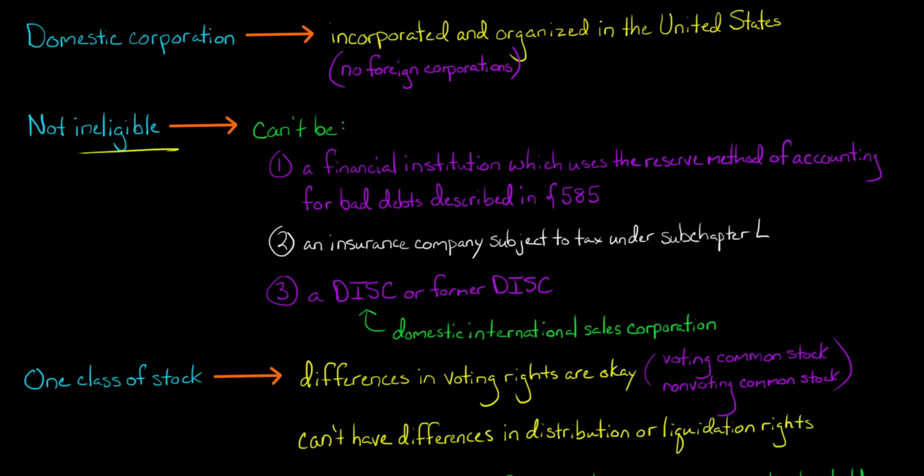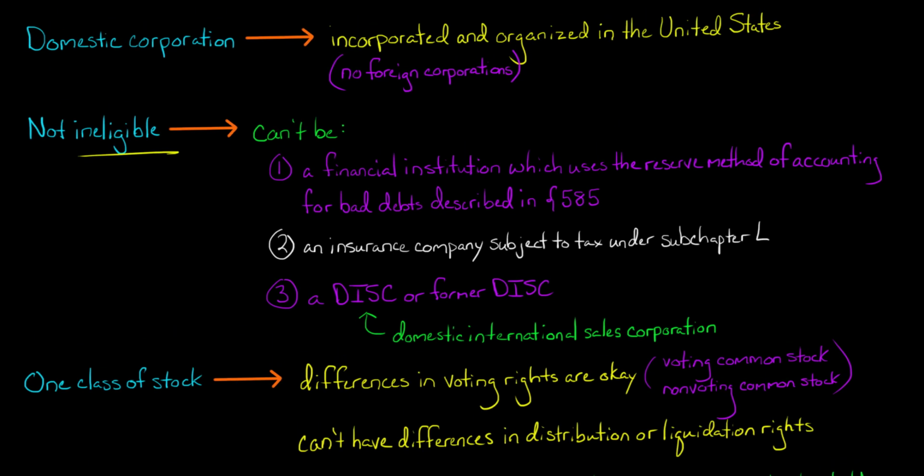corporation under any circumstances. Now, also to be an S corporation, you need to only have one class of stock. Now, this one's a little confusing. So you can't have, for example, common stock and preferred stock with differences in distribution or liquidation rights. However, it is allowable to have differences in voting rights. So, for example, you could have an S corporation where you have common stock that has voting rights, and then you have common stock that does not have voting rights. So you can have voting and non-voting common stock, and that will not violate the one class of stock requirement to be an S corp.